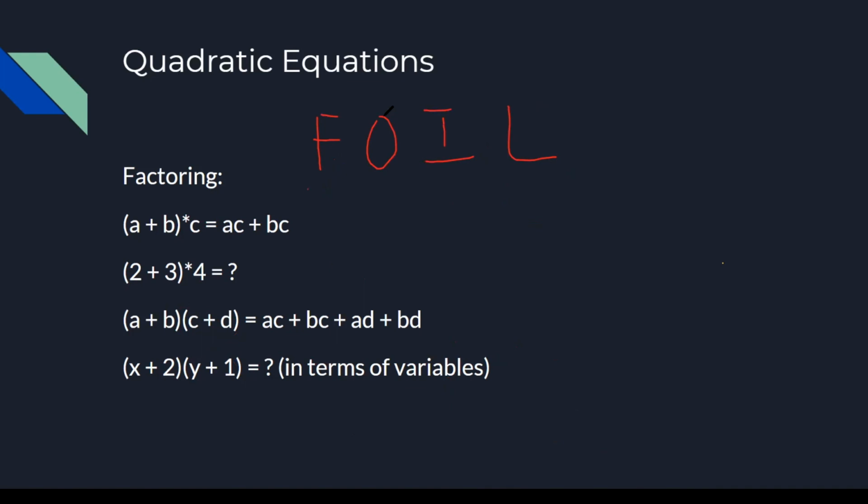first, outer, inner, and last. Okay, so what that means is you multiply the first elements of each parentheses, then you multiply the outer ones, then you multiply the inner ones, then you multiply the last ones. Okay, so that's how you get AC plus AD plus inner is BC and last is BD.